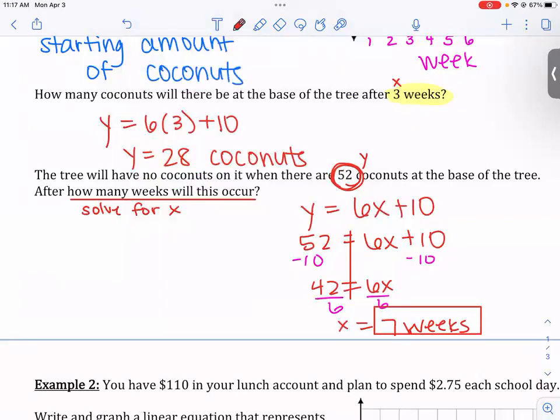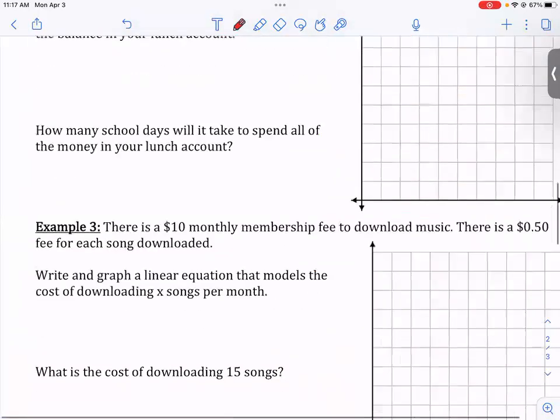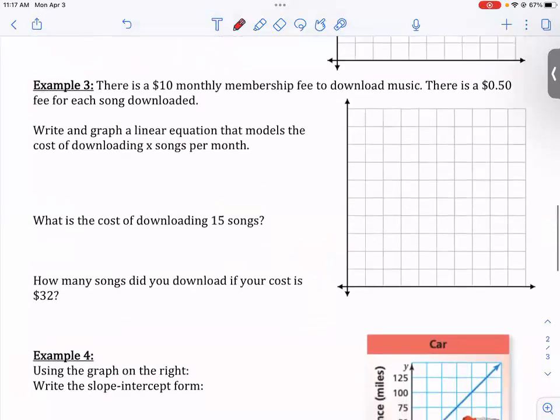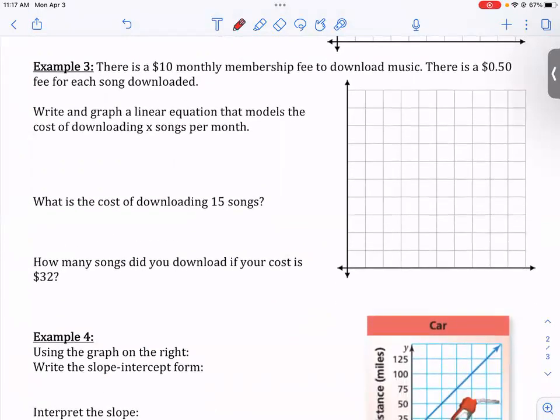Okay, we're going to jump to example 3. There is a $10 monthly membership fee to download music, and there is a 50-cent fee for each song. Write and graph a linear equation that models the cost of downloading X songs per month.